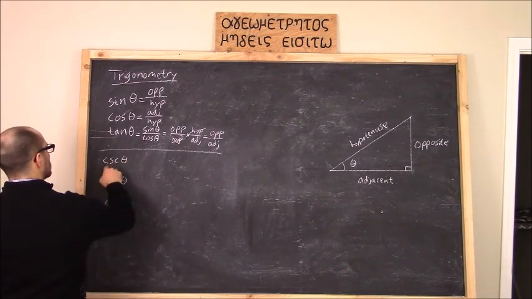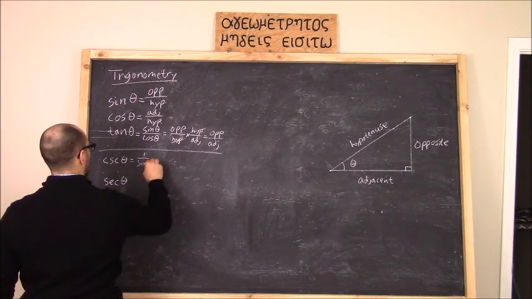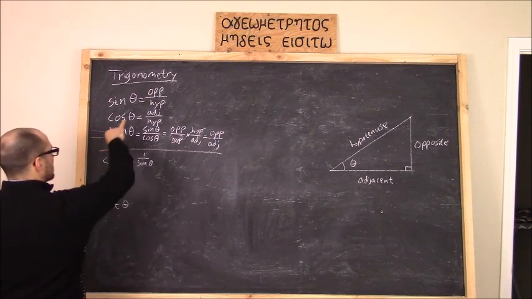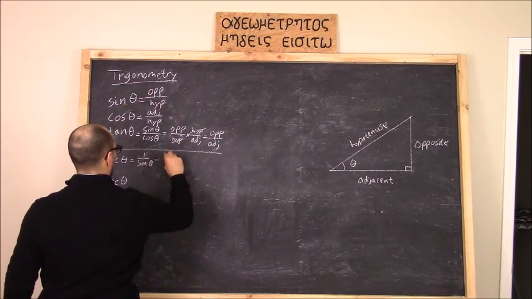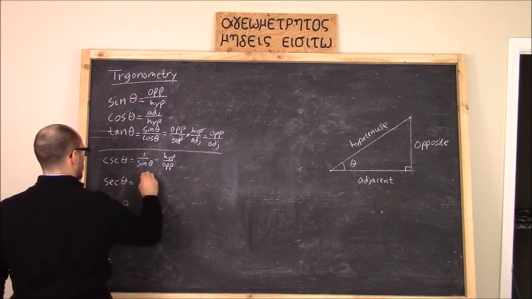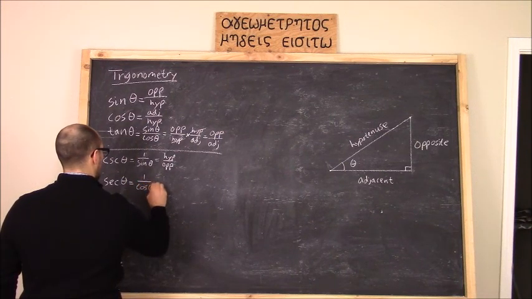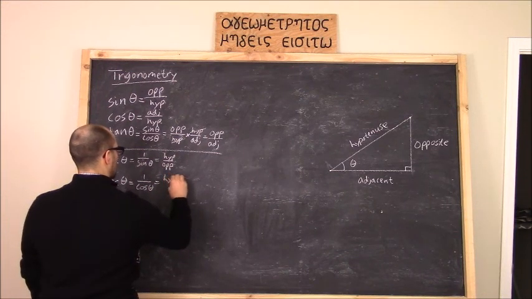All right, so cosecant, that is 1 over sine theta. So that is the reciprocal of this. Hypotenuse over opposite. Secant, you might guess, is going to be 1 over cosine theta. So that is equal to hypotenuse over adjacent.